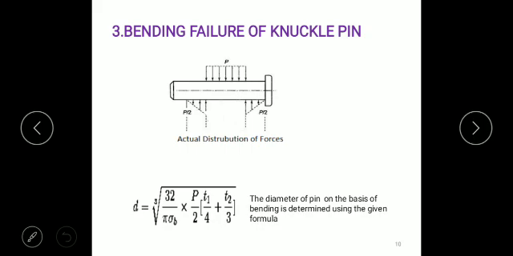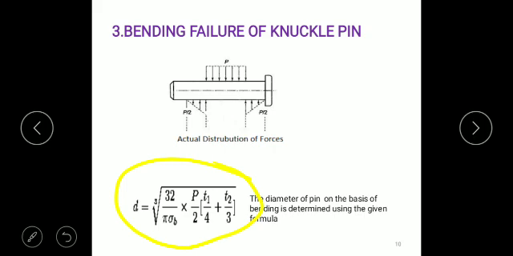And whenever the pin is inserted in a large clearance hole, the failure occurs due to bending failure. And in the majority of cases of the knuckle joint, the pin fails due to this bending failure, not the shear failure, because in most of these joints the pin is fitted in a large clearance hole.